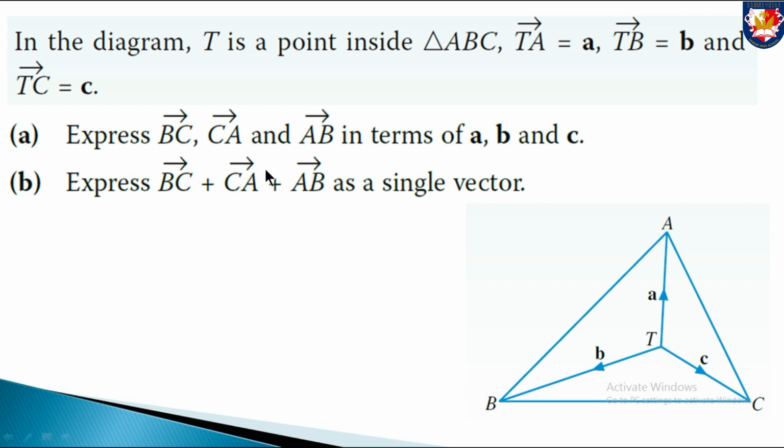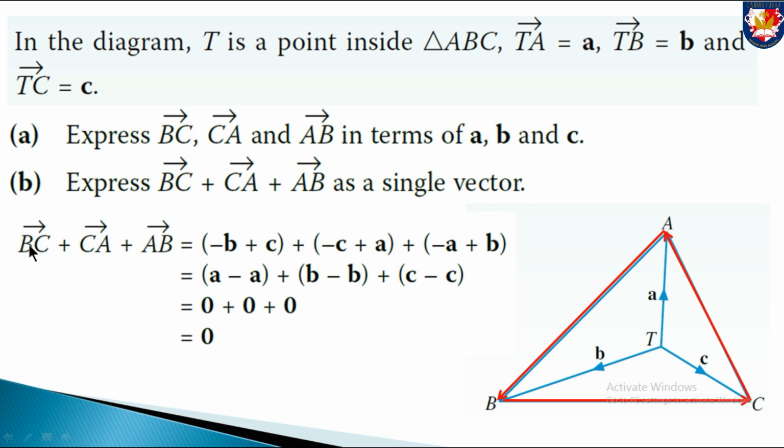And then for B, express BC plus CA plus AB as a single vector. Okay, this is vector BC, this is vector CA, and this is vector AB. As you can see here, the terminal point of the first vector meets the initial point of the second vector, and also the terminal point of the second vector meets the initial point of the third vector. So the vector resultant is vector BB. Start from B to here, to here, to here. Start from B and end at B. So the vector resultant is vector BB, or zero vector.